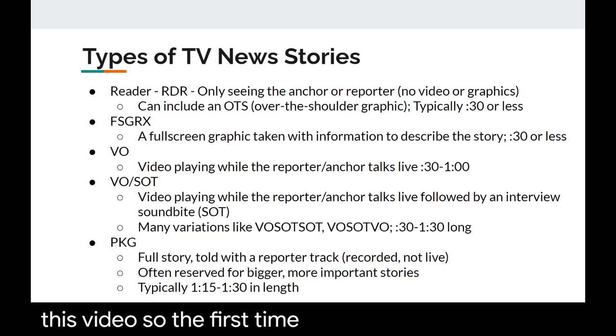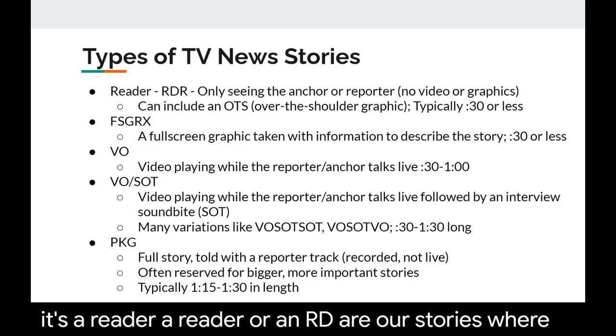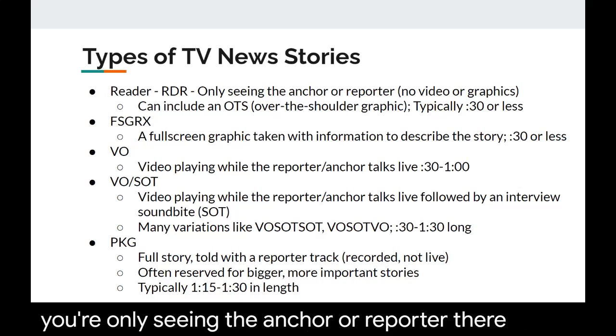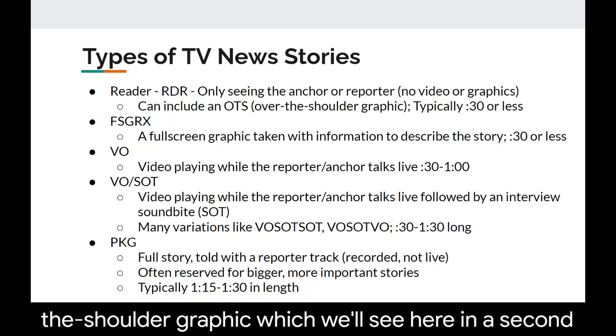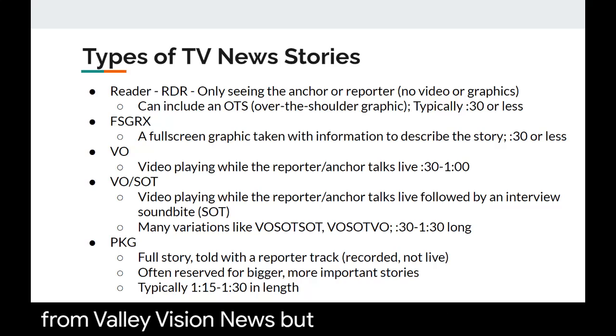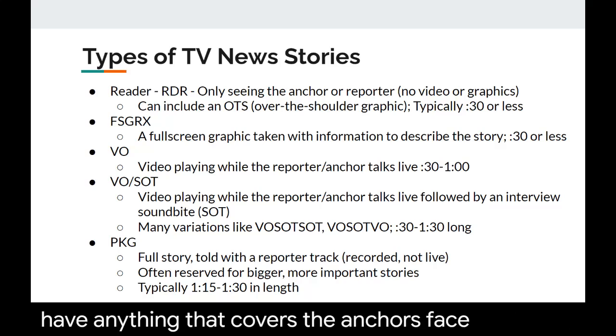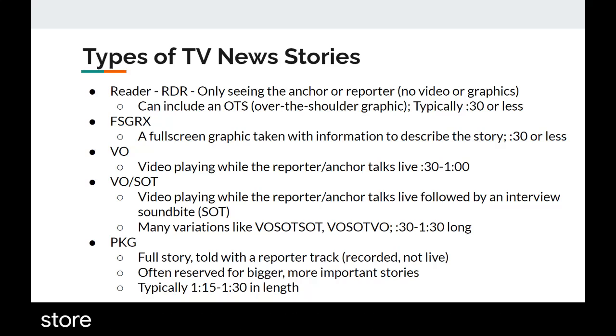So, the first type of story is the most basic, it's a reader. A reader or an RDR are stories where you're only seeing the anchor or reporter. There are no video or graphics to where you cannot see the anchor anymore. So, a reader can include an over the shoulder graphic, which we'll see here in a second from Valavision News. But typically, a reader doesn't have anything that covers the anchor's face. The entire story is told without visuals for the most part.